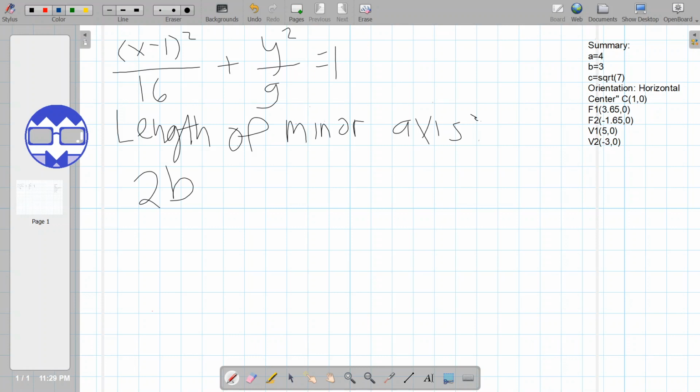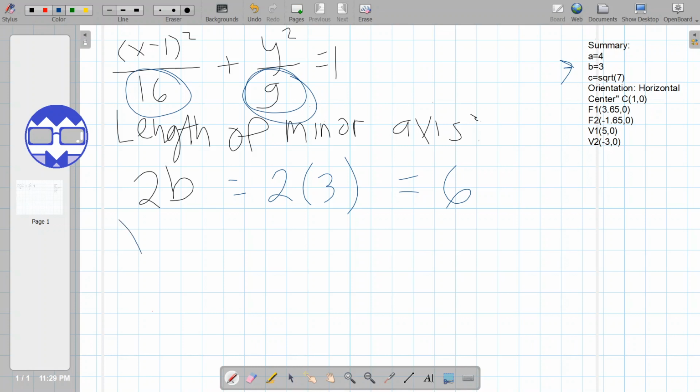Using substitution, 2 times b, and our b is 3, we have 6. Again, b is from here, 9, square root of 9 is 3. A is from here, 16, square root of 16 is 4. If you're wondering where the values of A and B came from. Then the value of C is square root of 16 minus 9.